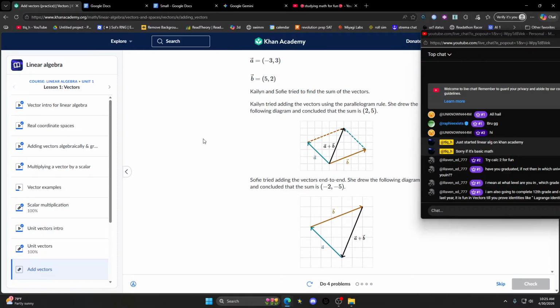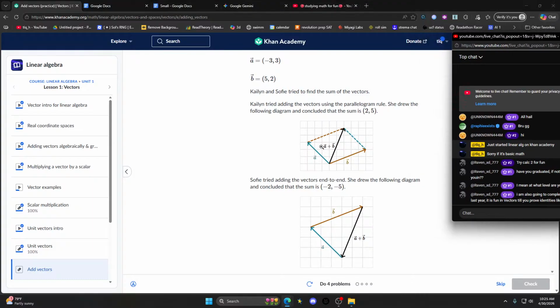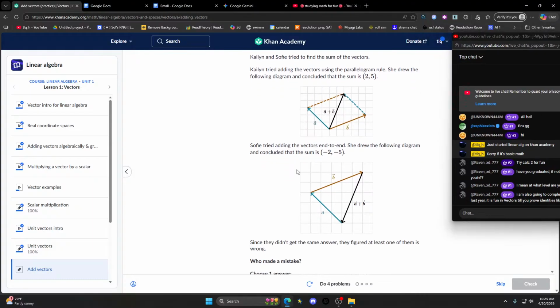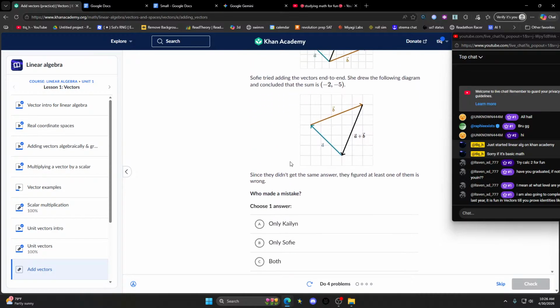Kaylin and Sophie tried to sum the value of the vectors. Kaylin tried adding the vectors using the parallelogram rule. Okay. Sophie tried adding the vectors end to end. She drew the following diagram and concluded that the sum is -2 by -5. Okay. Oh my god, this is another quiz. I thought this was just a reading, bro. Come on. Oh my god, I didn't even know.